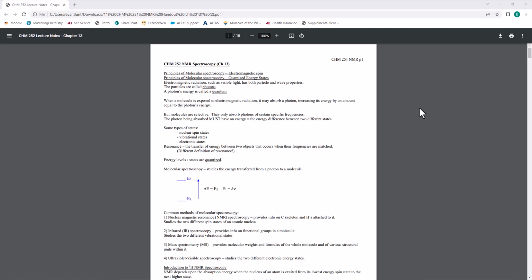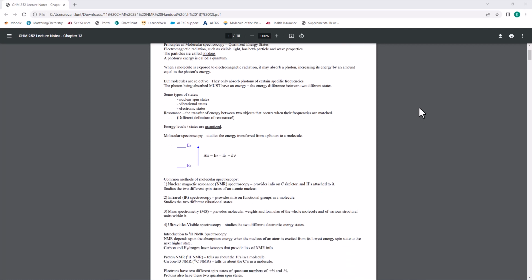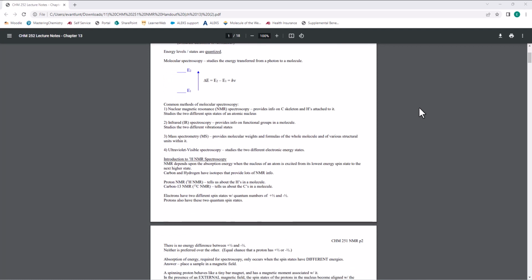So the principle behind NMR spectroscopy is that we are taking a molecule that has atoms that have spin, so electrons have spin, and we're putting them in an electromagnet that is going to flip the spin, and then we measure how long it takes for it to go back to its original state. NMR really depends on the absorption energy that it takes to take an atom from its lowest energy spin state to its highest energy spin state.